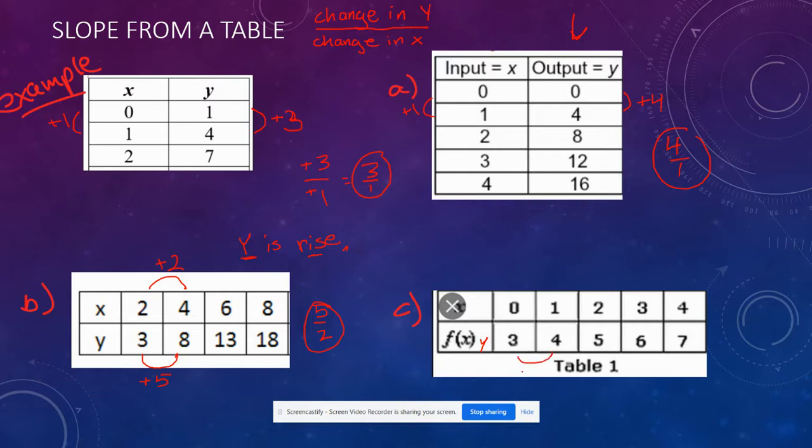You should have found that the y went up 1 when the x went up 1. So the correct ratio is 1 over 1. All of these are positive examples. Now, a negative example would just mean that one of those, either the x or the y change, was negative. If both were, then the negative divided by a negative would be a positive.